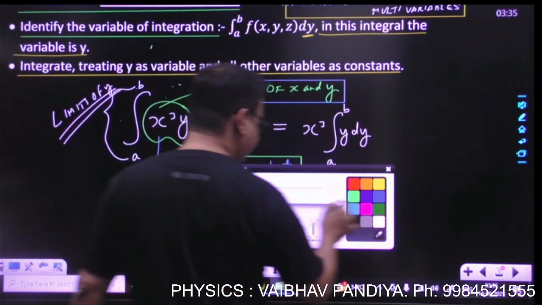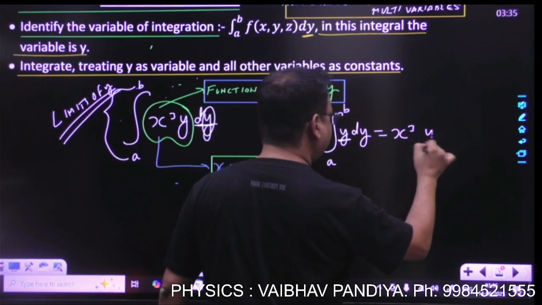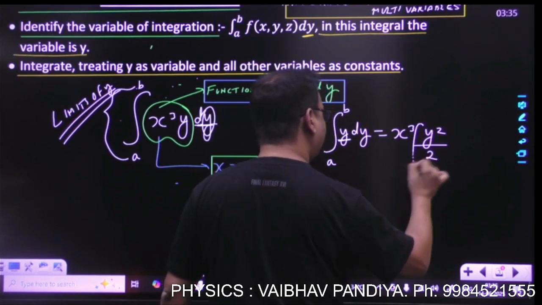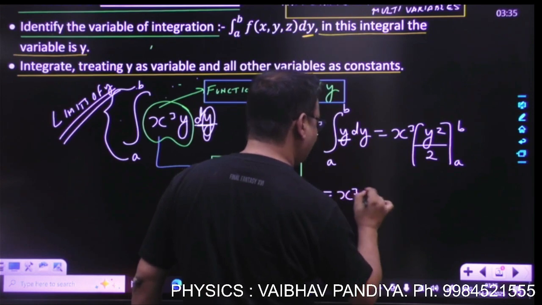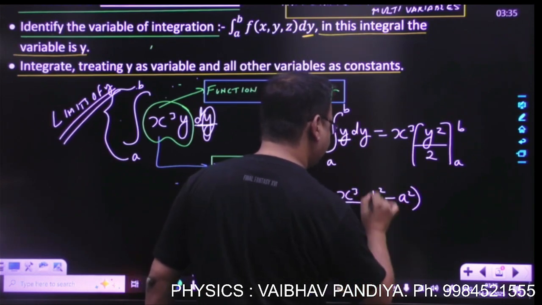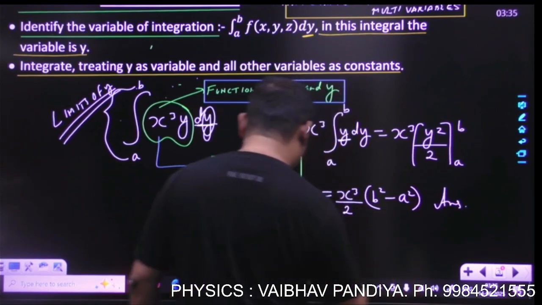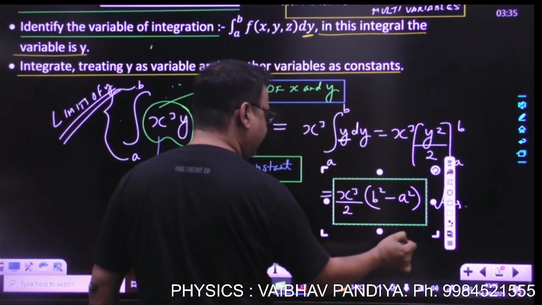You can solve it very straightforward. We'll get x cube and the integral of y is what? Y square by 2. Now put the limits from a to b. So your answer will come to be x cube by 2. You'll get b square minus a square. That is your final answer. Okay, so this is the meaning of partial integral.